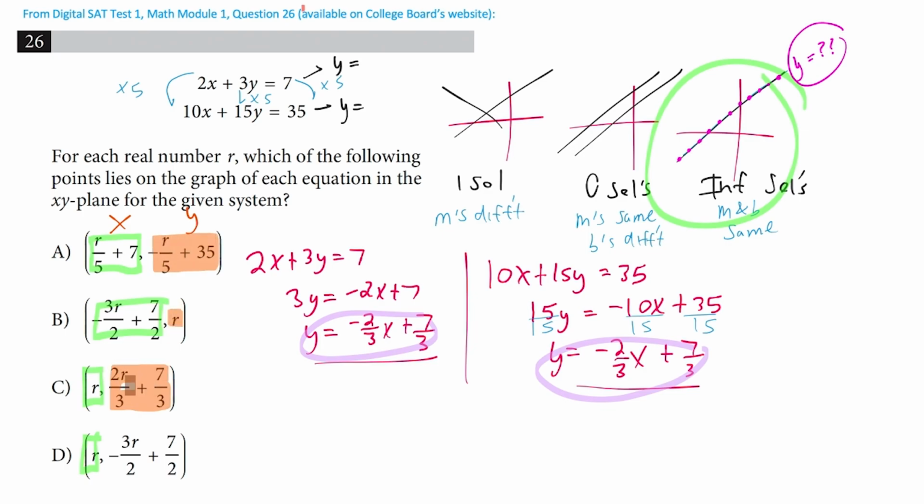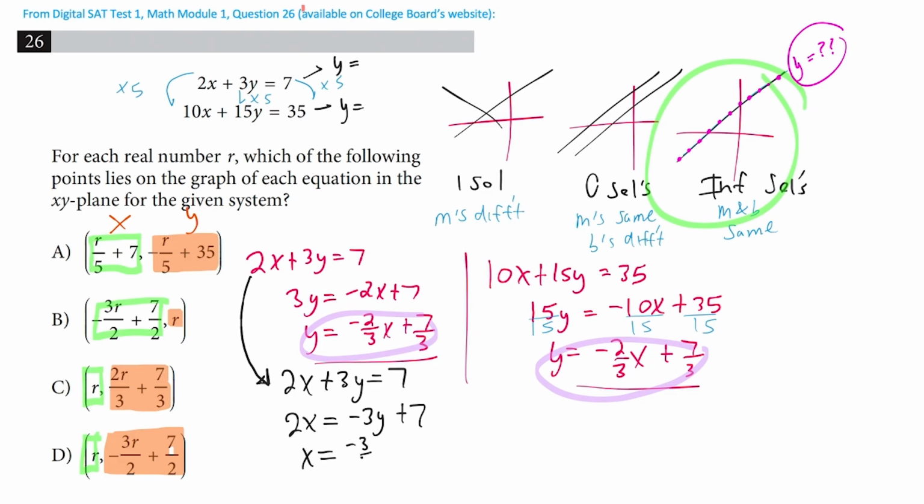Notice in answer choice B, it's really tiny. In C and D, they're bigger. In any case, what we need to do to figure out which of these matches the answer that we already have is solve for y, which we did already, and then actually solve for x as well. So if we're solving for x, we can take this equation, which is the basic standard form equation, and instead of solving for y, let's solve for x. Take away 3y from both sides, and we'll have negative 3y plus 7, and divide by 2 on both sides. We'll have negative 3 over 2y plus 7 over 2.